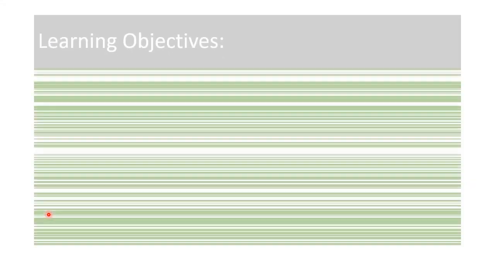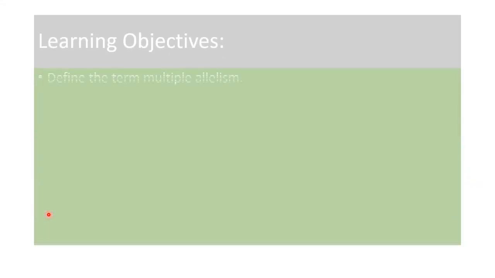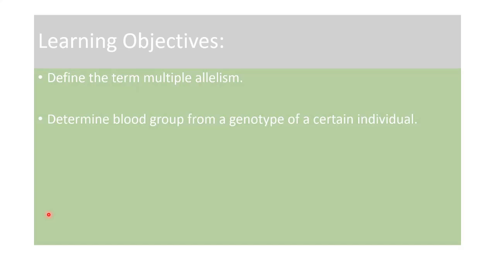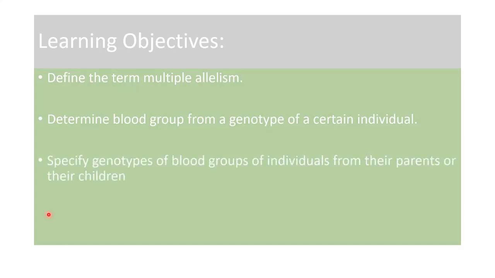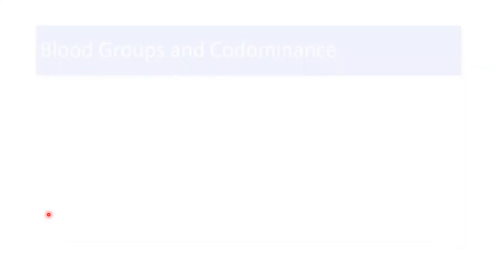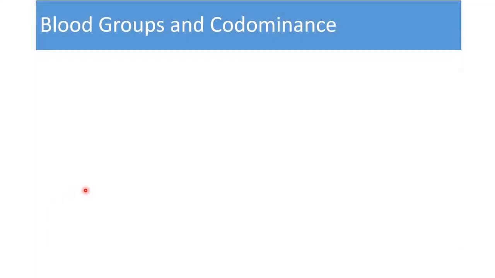Everybody. Today our learning objectives are going to be: define the term multiple allelism, determine the blood group from the genotype of a certain individual, and specify genotypes of blood groups of individuals from their parents or their children. Our subject today is going to be about blood groups and codominance.